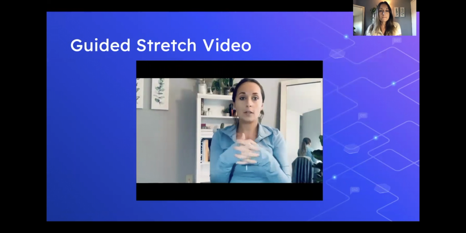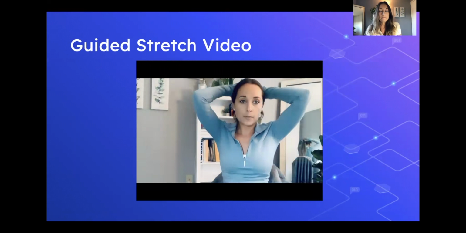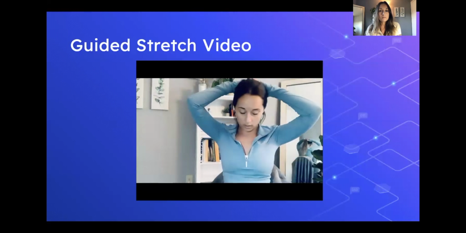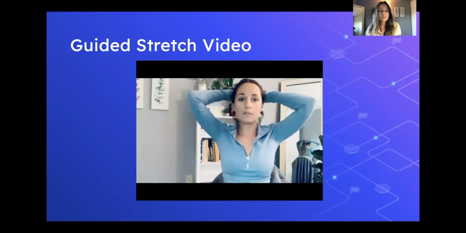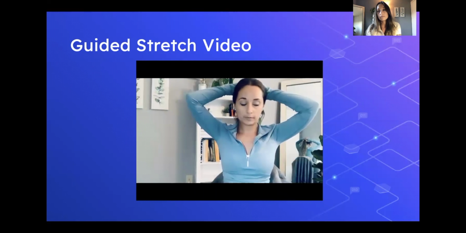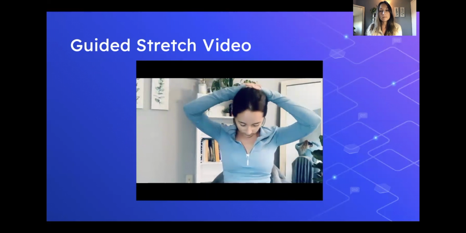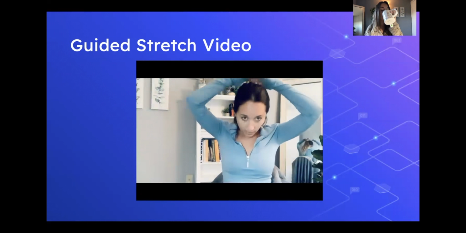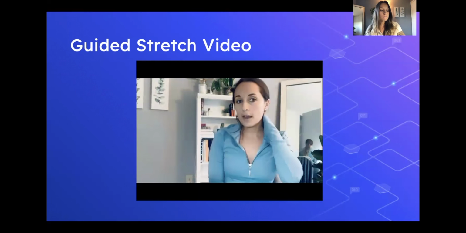So you're going to interlock your hands and place them on the back of your head, and then gently pull your chin down, just like that, and we're going to hold that for 15 seconds, okay? Okay, you should have felt that in the back of your neck.